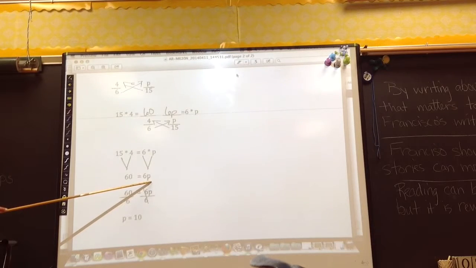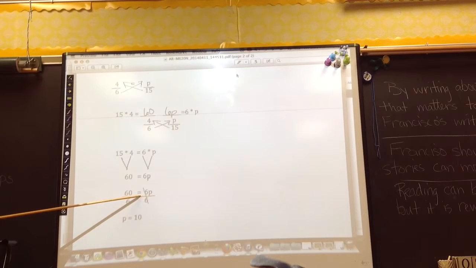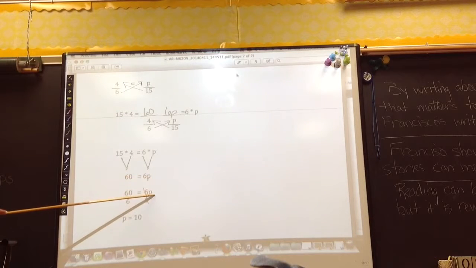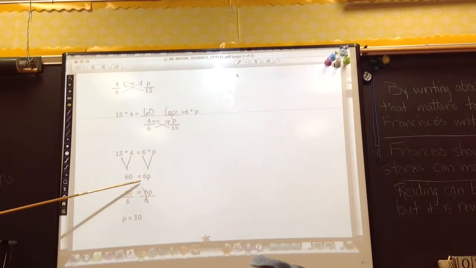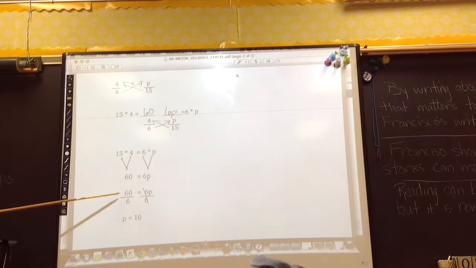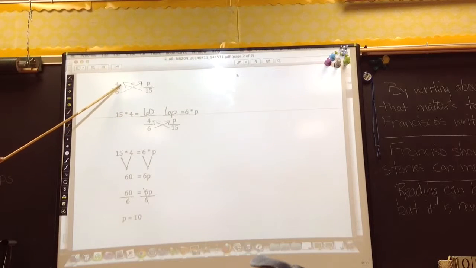I now have to get P by itself. So I need to divide each side, or do the opposite operation of this, which is multiplication. So I need to divide by 6 on this side, and that cancels out, so I have P alone. And then divide this side by 6. 60 divided by 6 is 10. P equals 10. And if you fill that in and do the cross multiplication, 15 times 4 equals 60. 6 times 10 also equals 60.